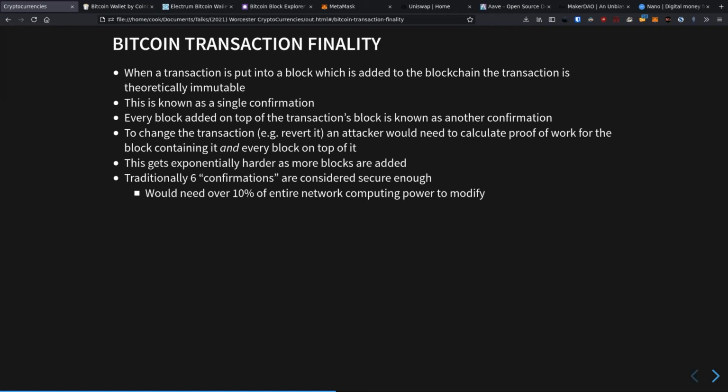Every block added after your block is known as a confirmation. Normally most people will be fine once there are about 6 confirmations. Having 6 confirmations, as in 6 blocks added after the block that contains your transaction, would require 10% of the entire computing power currently on the Bitcoin network in order to modify that transaction. So it's quite unlikely to happen. And as more blocks are added, it gets exponentially harder to modify it.